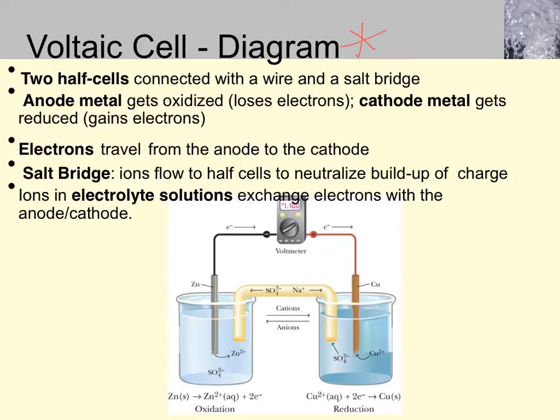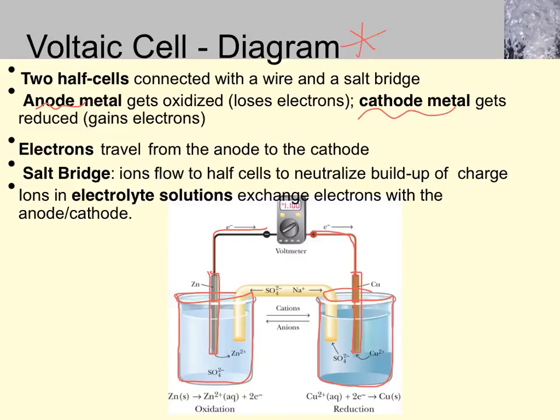So the first thing is a voltaic cell has two half cells separated. You have an oxidation half reaction and a reduction half reaction that are going on in two separate containers. They are connected with a wire which allows the electrons to flow from one substance to the other. Each half cell contains an electrode. One of the electrodes is called an anode, and the other is called a cathode.